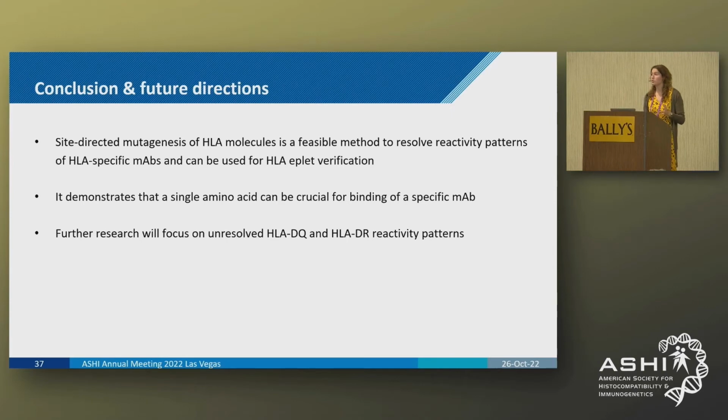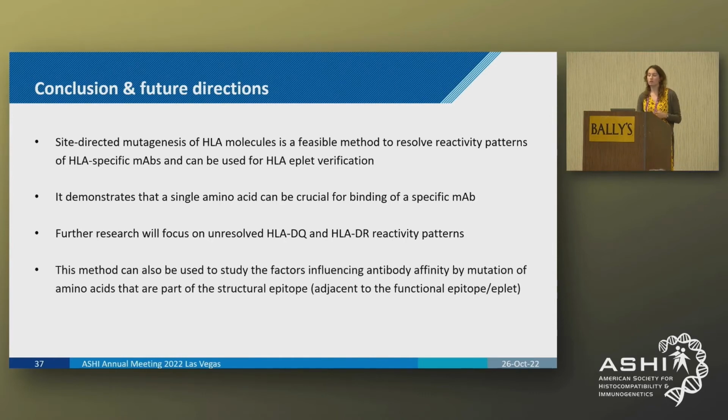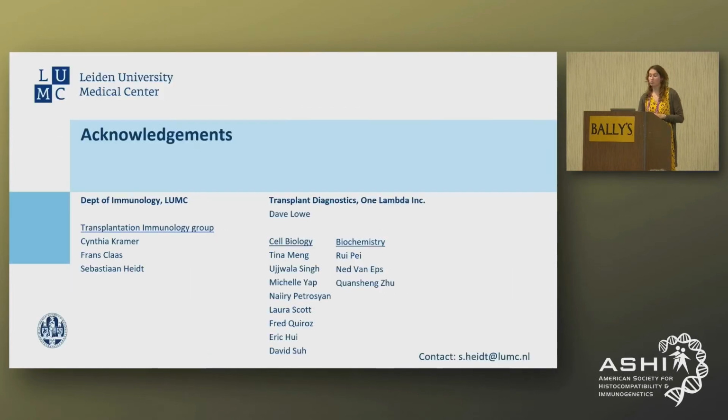And of course, we will continue with this research, and we will focus mainly on more unresolved HLA-DQ and also HLA-DR reactivity patterns of the monoclonal antibodies that we still have in our lab. And we also would like to use this method further to study other factors influencing, for instance, antibody affinity by maybe mutating amino acids that are part more of the structural epitope, so the amino acids surrounding the functional epitope of our eplet.